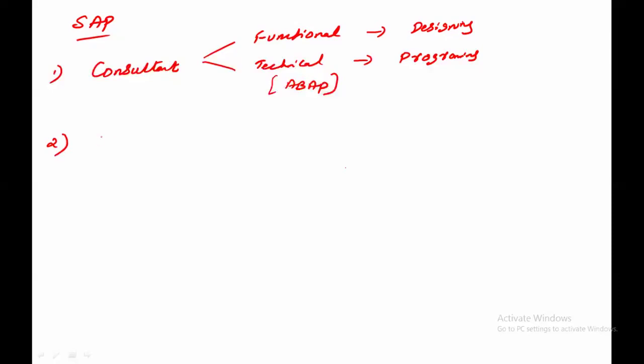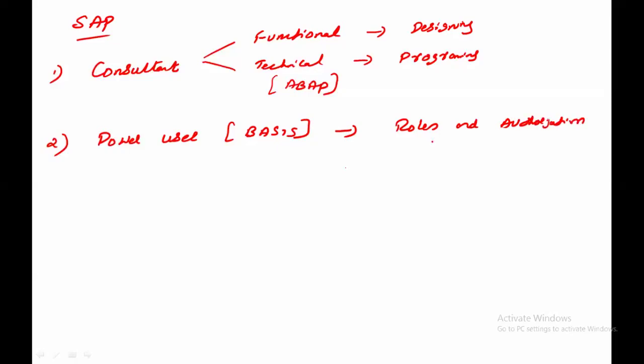So the second thing is the power user. We also call them basis. What these persons will do is handle the roles and authorizations. They are also going to handle the access part. They are going to decide who is going to have which role and whom to give the access.